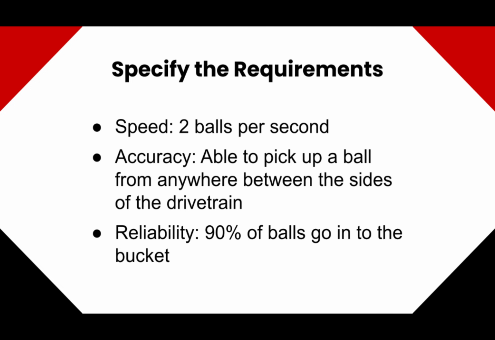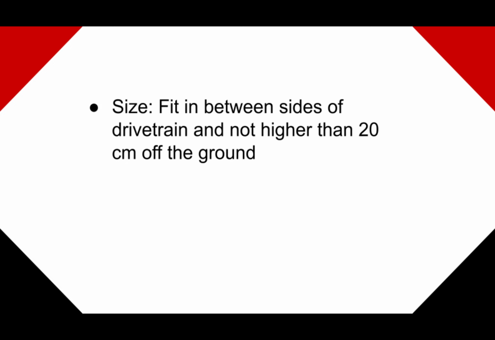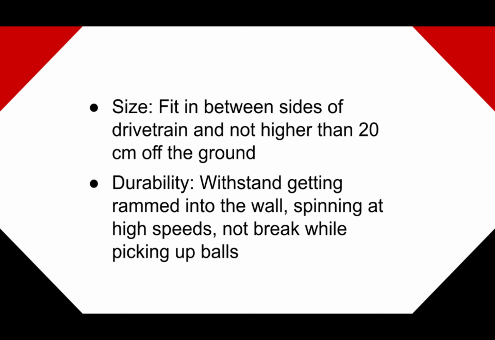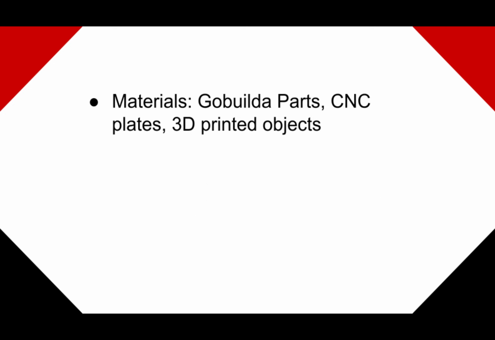For reliability, we want 90% of the balls to go into the bucket. We can increase this number later, but as this is the first design, we will set slightly lower standards. For size, we want it to fit between the sides of the drivetrain and not to be higher than 20 centimeters off the ground. For durability, we want it not to break when used in a match. This would mean that it could withstand getting rammed into a wall, spinning at high speeds, and would not break while picking up balls. For materials, we can use goBILDA parts, CNC plates, and 3D printed parts.